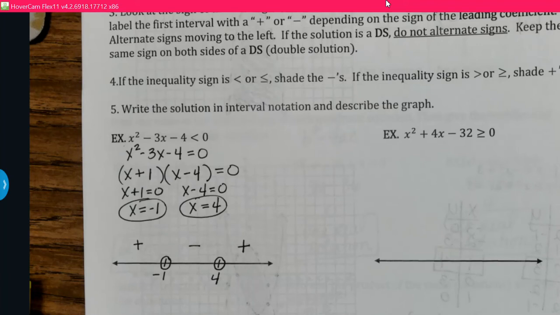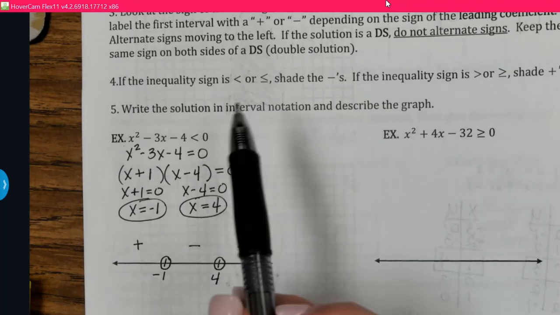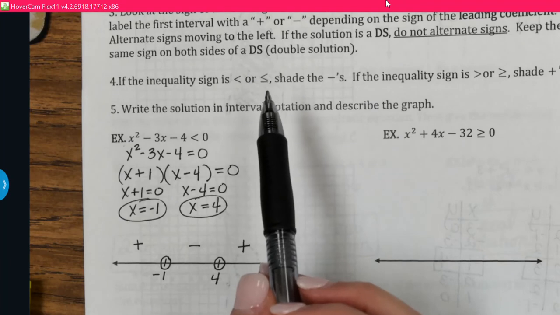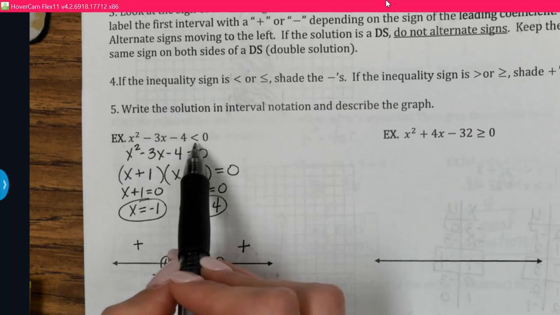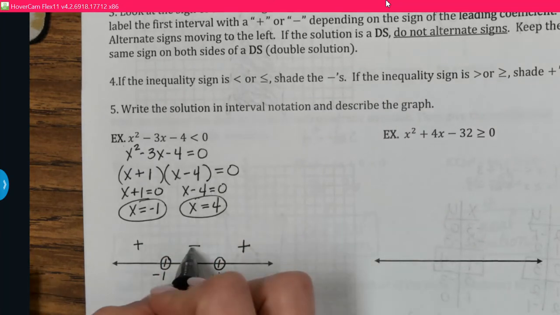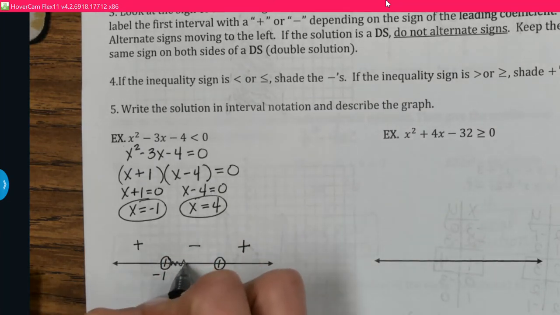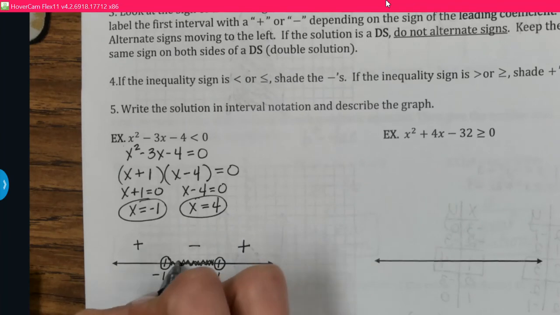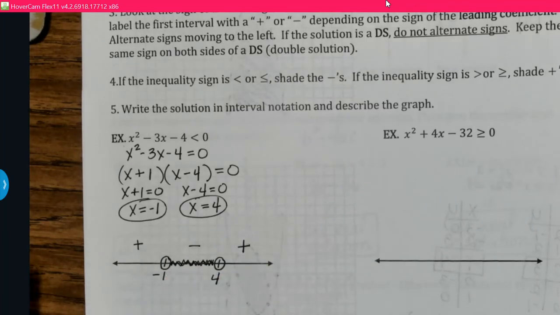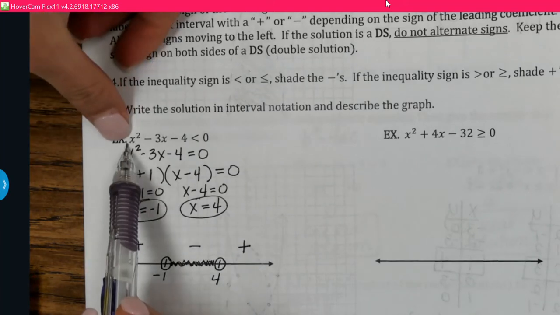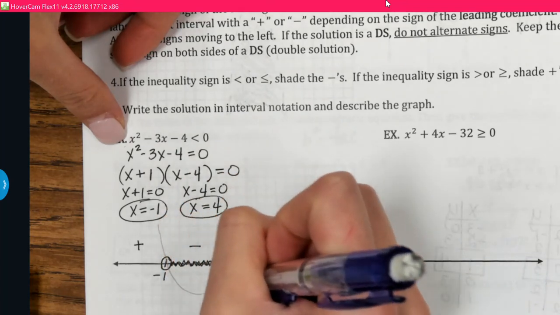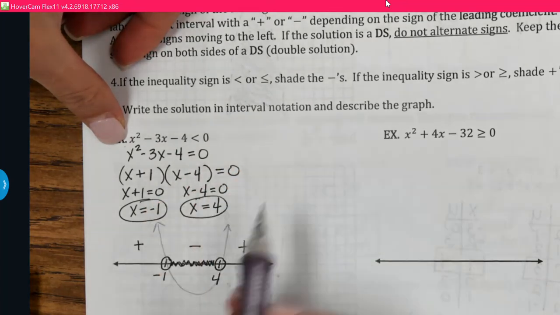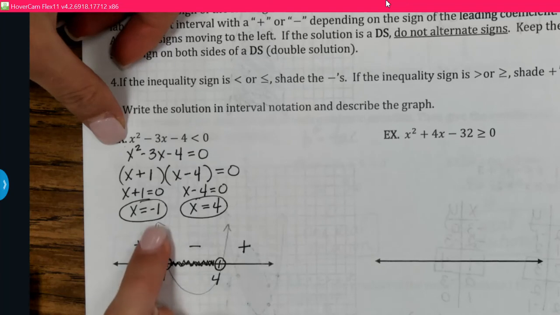Then you're going to shade. If it's less than or equal to, you shade the negatives. If it's greater than or equal to, you're going to shade your positives. So this was less than, so I'm shading my negative interval, which is in the middle. This is basically telling me that I have a positive A, so I know that it opens up. If I were to graph this, it would look something like that, and it would be shaded in the middle. You don't have to do what I just did in pencil. I'm just letting you visualize what this is really representing.